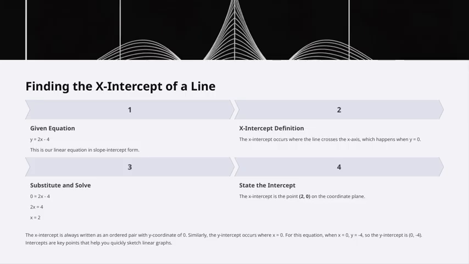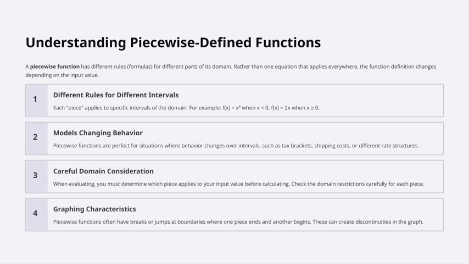Similarly, the y-intercept is where the line crosses the y-axis, which happens when x equals 0. For this equation, plugging in 0 gives y equals minus 4, so the y-intercept is at (0, -4). These intercepts are very useful because they help us quickly sketch the graph of the line by marking key points on the coordinate plane.